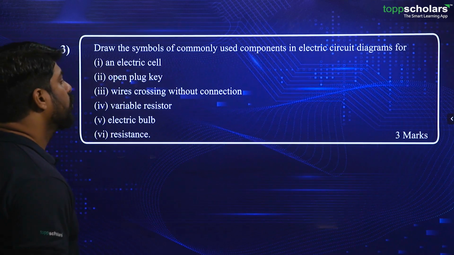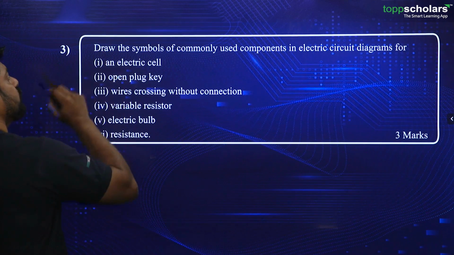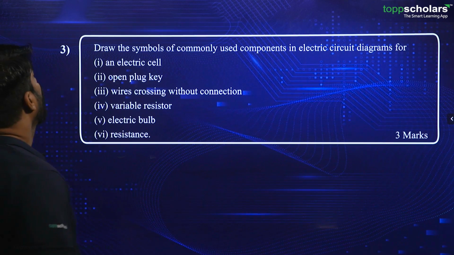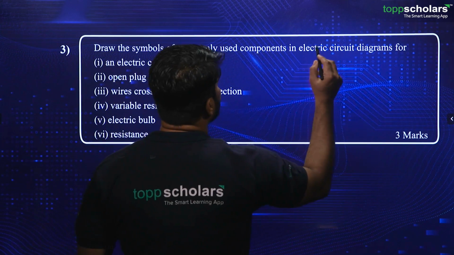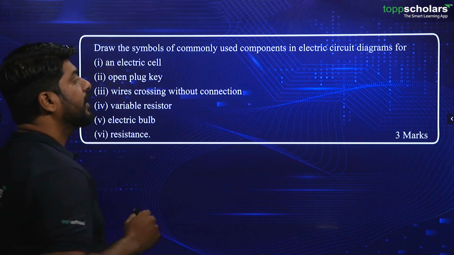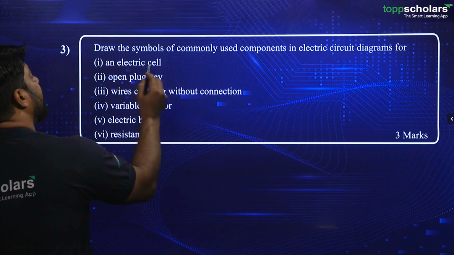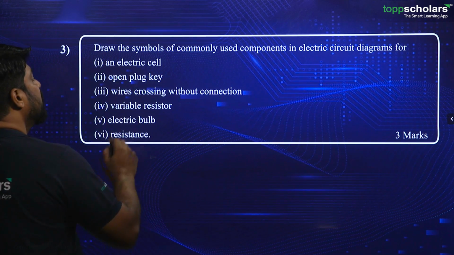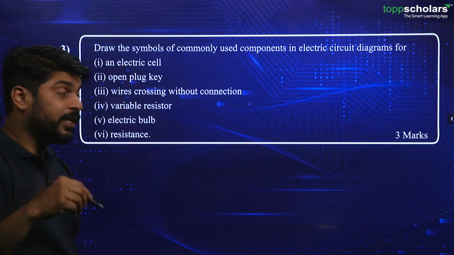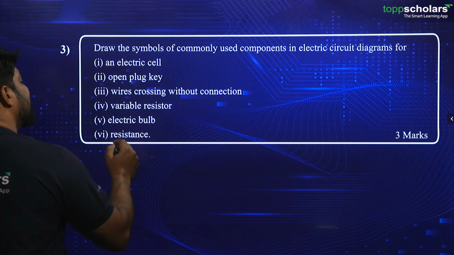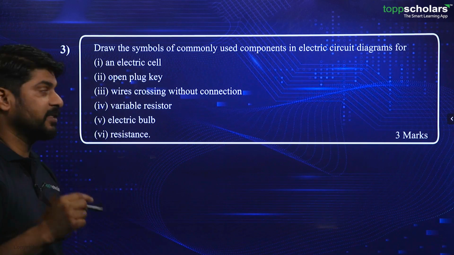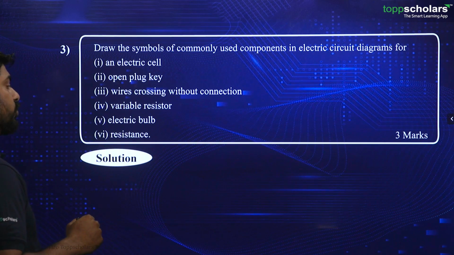Okay, moving on to the next question now. Draw the symbols of commonly used components in electric circuit diagrams for an electric cell, open plug key, wires crossing without connection, variable resistor, electric bulb and resistance. Okay, let's look at the solution.